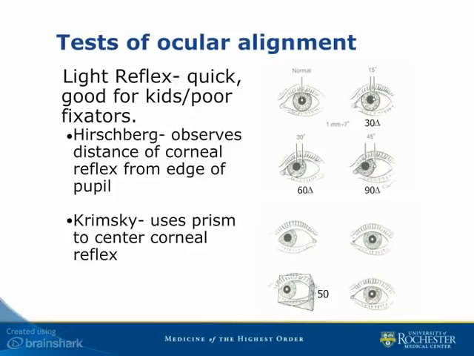The bottom two pictures show Krimsky testing, where you're using a prism to replace that corneal reflex in the center of the cornea. So this patient has a large exotropia, and with a 50 prism diopter base in prism, you're able to center the light reflex in that right eye, right over the center of the pupil.